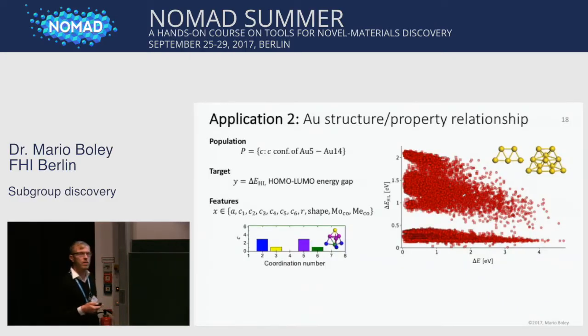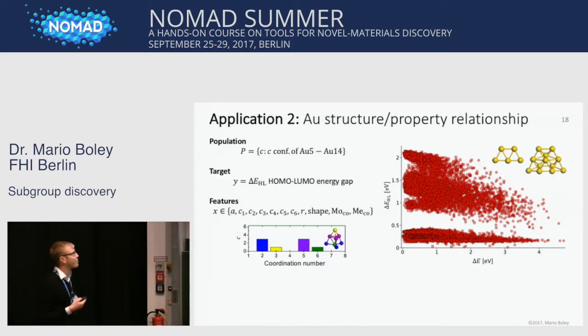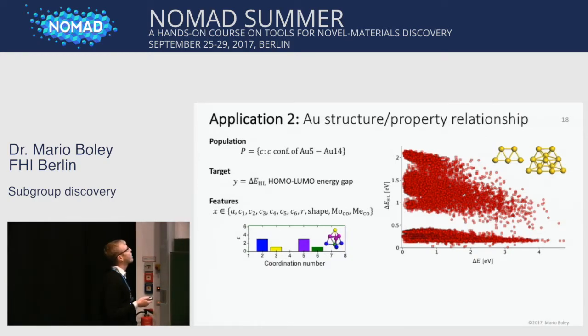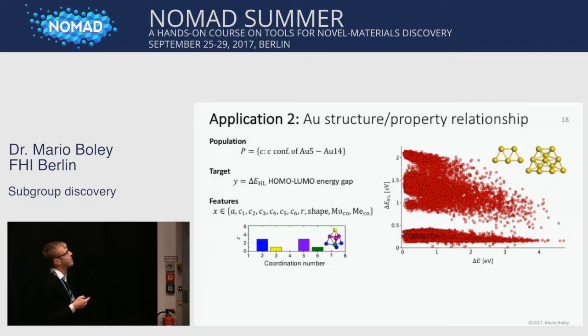Now let's look into our second application example. Here we change the data set completely. Now we have a different population that we investigate. This is a much larger population in total, and we only have a sample of 20,000 of them in the end. The population is small gold nanocluster configurations. So we have various sizes here from 5 to 14 atoms. And we are interested for now in the numeric quantity of the homolumo energy gap of these clusters.